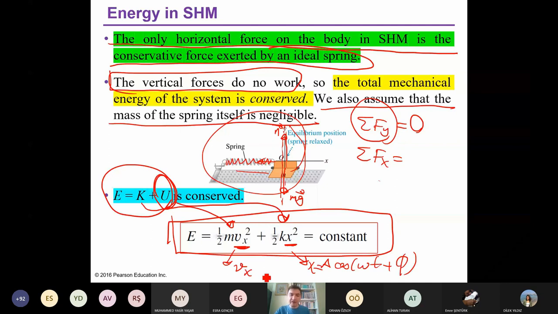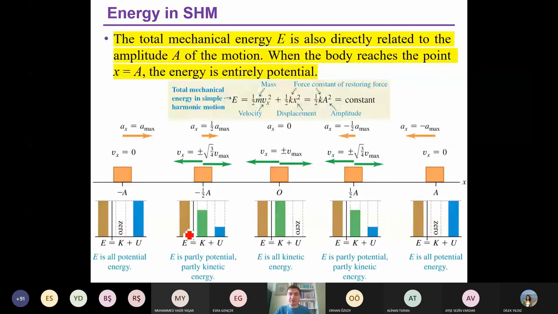Just put all the equations into this total mechanical energy, okay? Then we will get an expression for this total mechanical energy. Before doing that, I would like to discuss the conversion of energy from kinetic to potential in case of this simple harmonic motion. So we have this relation. Total mechanical energy is constant, it is conserved.